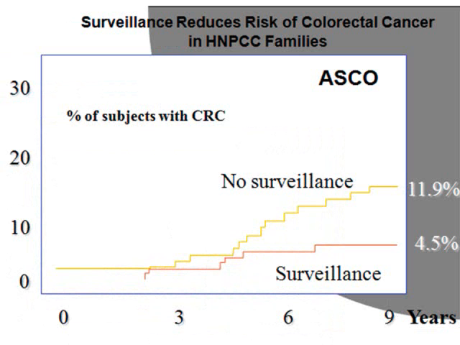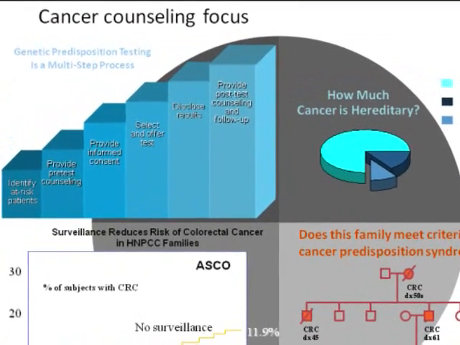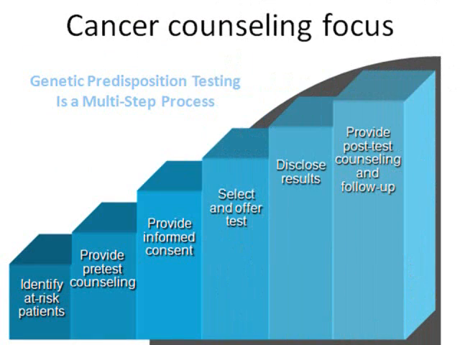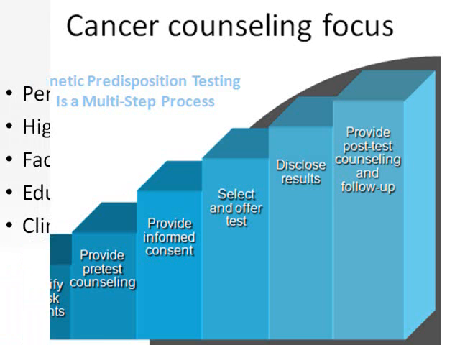In order to demonstrate the benefits of testing, patients receive an overview of targeted surveillance options for mutation-positive individuals. High-risk patients receive an explanation of the process of genetic testing, including the benefits and limitations of the applicable tests, informed consent, and an overview of the possible results.